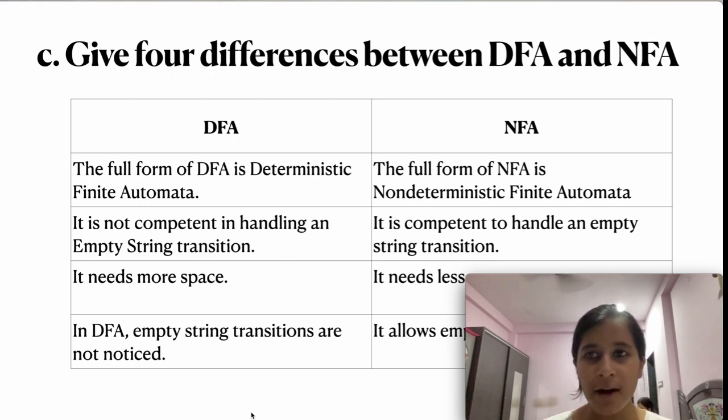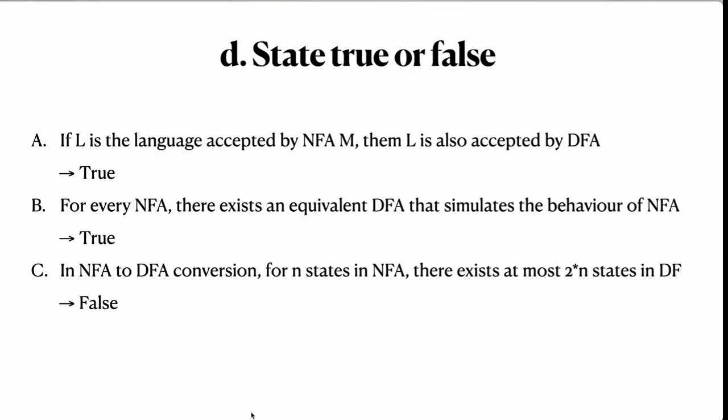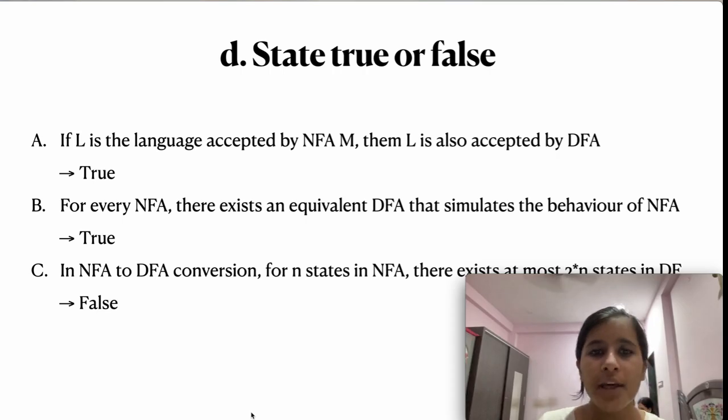Let us look at the next part. State true or false. We are given a set of sentences and we have to detect whether each is true or false. First is, L is a language accepted by NFA-M, then L is also accepted by a DFA. If there is a language that is accepted by an NFA, then for the NFA an equivalent DFA can also be constructed, and if the language is accepted by the NFA, it can also be accepted by the equivalent DFA.